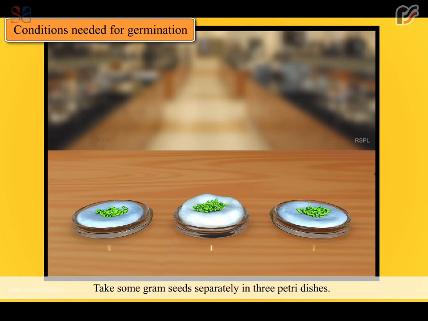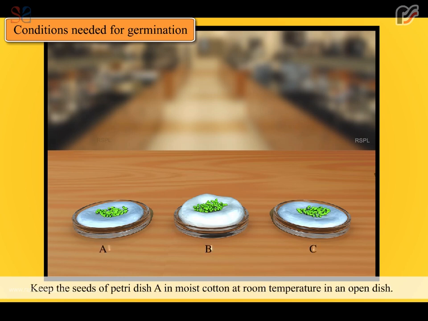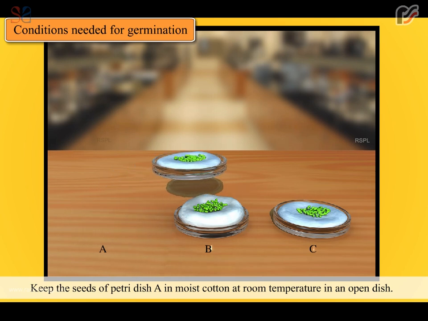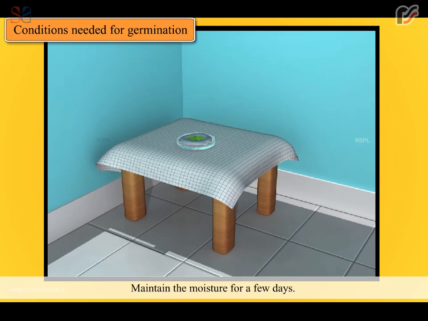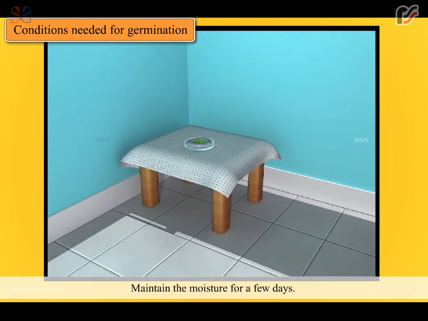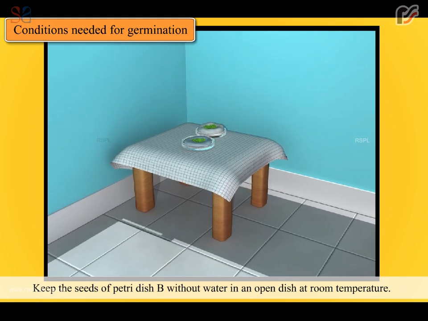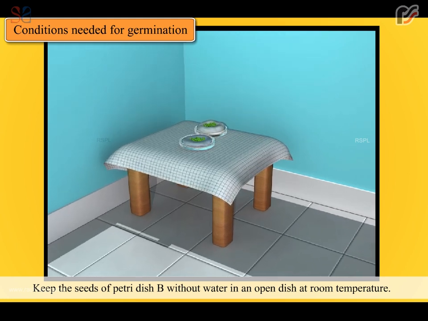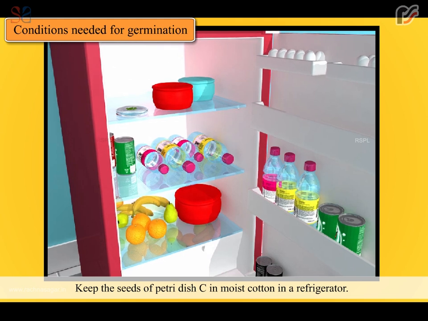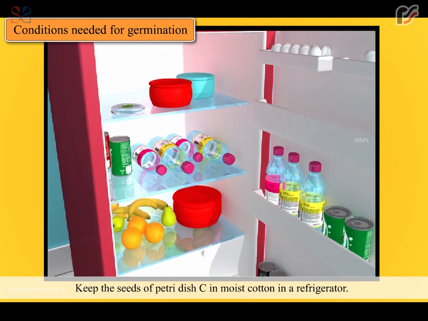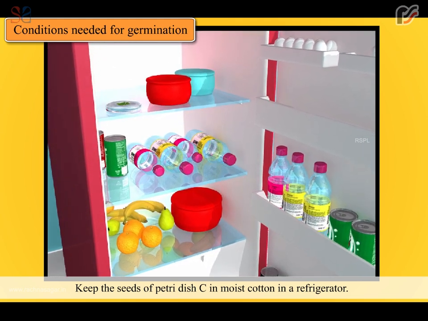Take some gram seeds separately in three petri dishes. Label these dishes as A, B, and C. Keep the seeds of petri dish A in moist cotton at room temperature in an open dish. Maintain the moisture for a few days. Keep the seeds of petri dish B without water in an open dish at room temperature. Keep the seeds of petri dish C in moist cotton in a refrigerator.